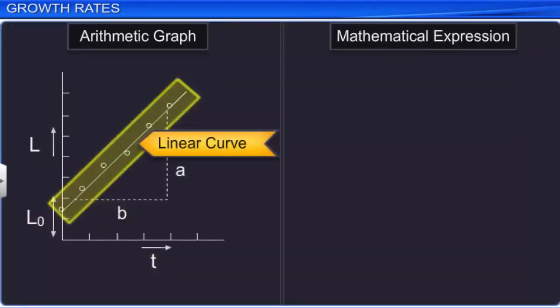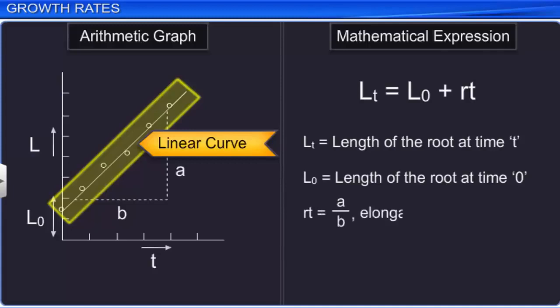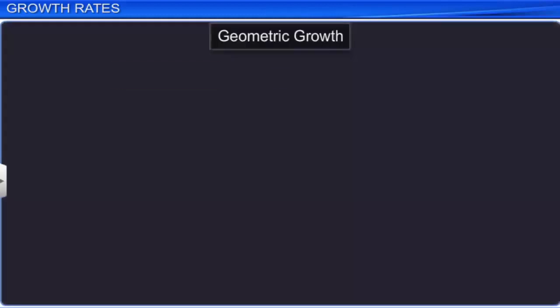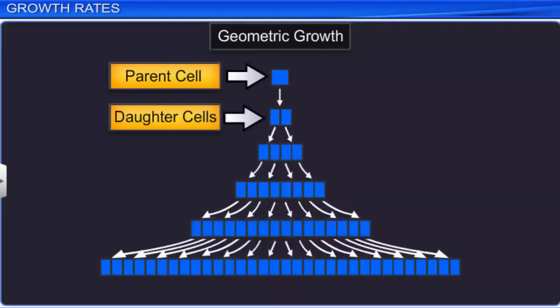Arithmetic growth can be expressed mathematically as Lt equals L0 plus rt, where Lt equals length of the root at time t, L0 equals length of the root at time 0, and r equals a upon b, which is elongation of the root per unit time or growth rate. Geometric growth, on the other hand, refers to the division of both daughter cells obtained during mitosis.